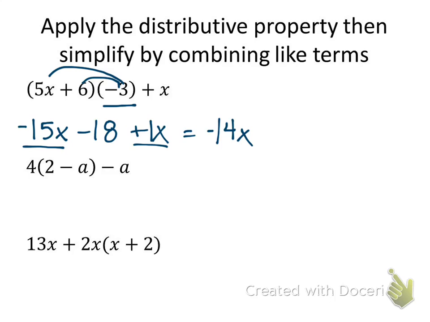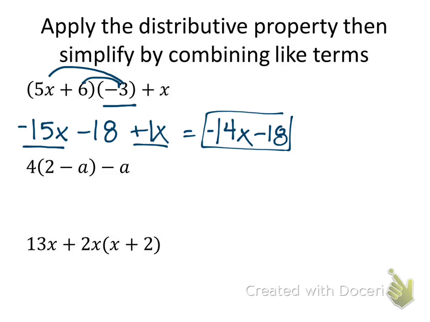Okay? Now, what about that negative 18? It just tags onto the back because there's not any like terms for him to combine with. And I can't say, oh, negative 14 and negative 18 gives me negative 32, because it doesn't work like that. Okay? They're not like terms. So this is my final answer.